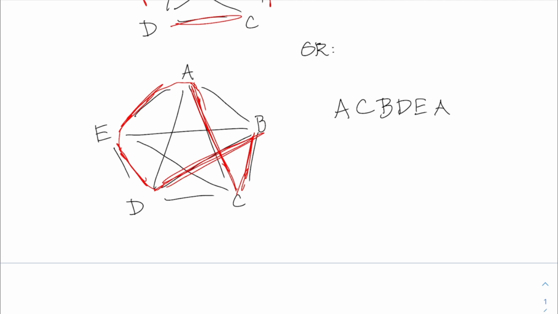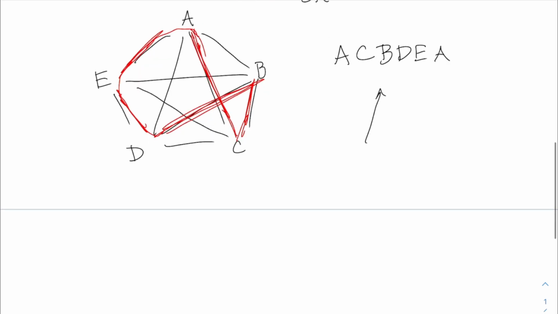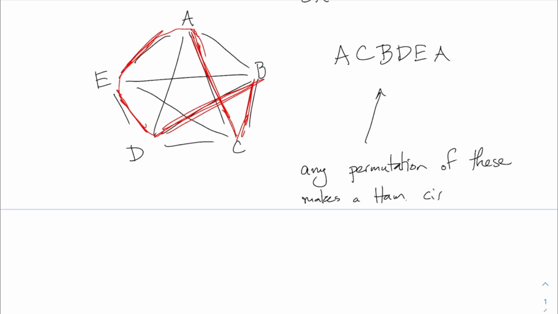Are there any other ways you could make a Hamilton circuit? The answer is yes. There are many other ways. In fact, if you're just looking at the letters here, any permutation of these makes a Hamilton circuit. For example, without even looking at anything, I can just say, how about A, D, B, C, E, A? I just make some kind of rearrangement of the letters.